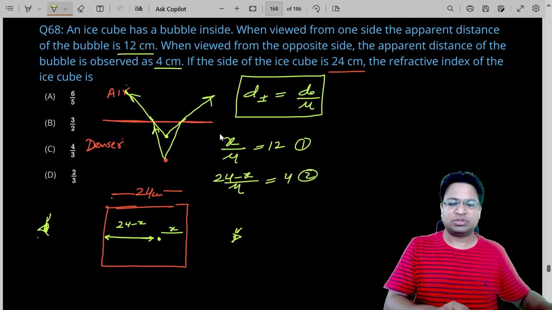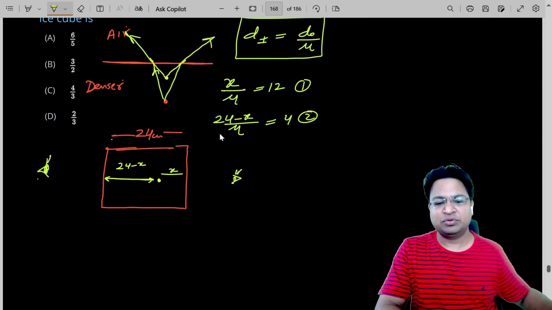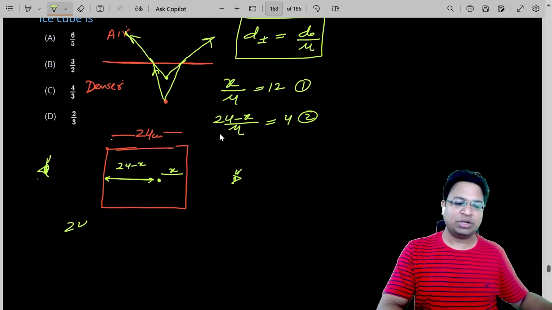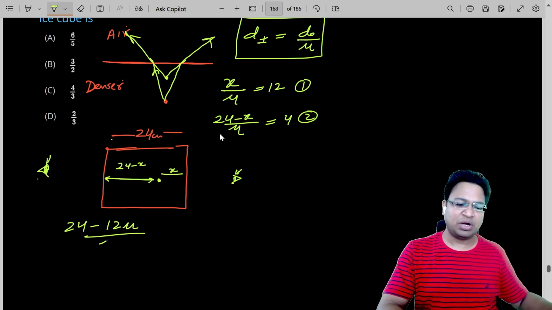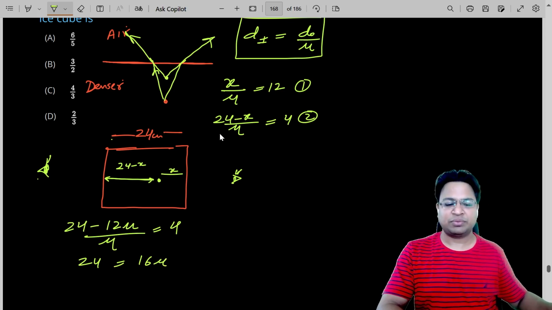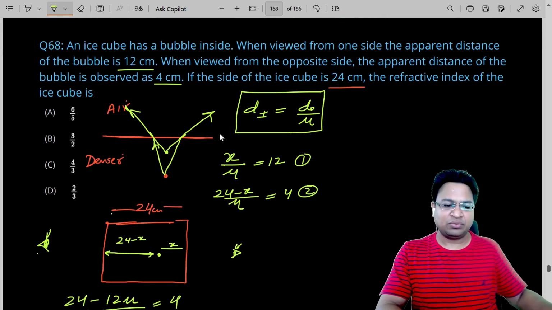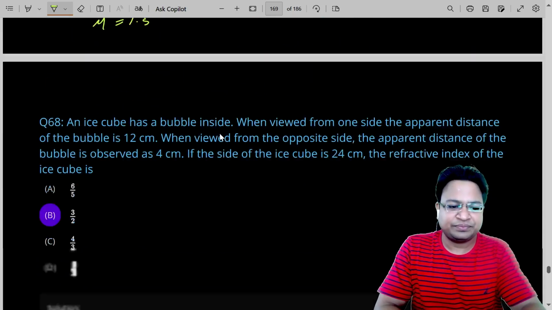So we have two unknowns here. We don't know the value of x, we don't know the value of mu, but we have two equations we can solve now. X can be written as 12 mu. So (24 minus 12 mu) upon mu is equal to 4, or 24 is equal to 16 mu, or mu is equal to 1.5, so 3 by 2. Option B looks to be the right one.